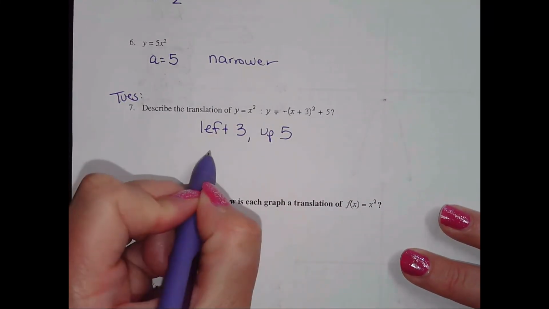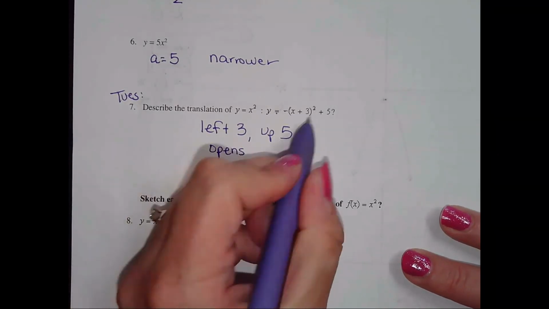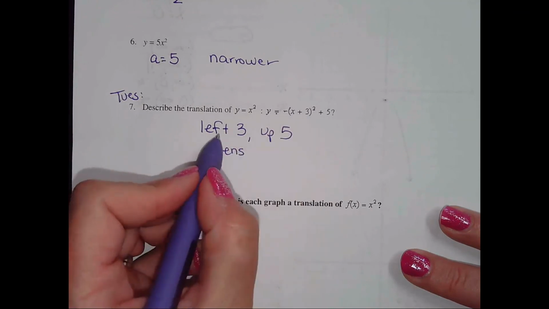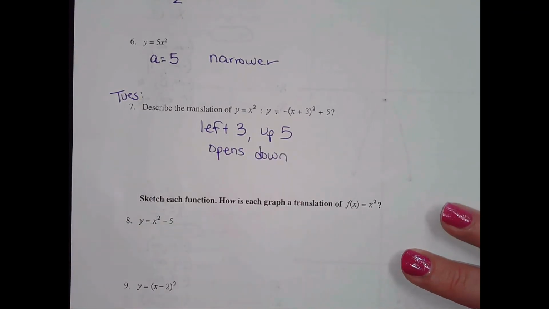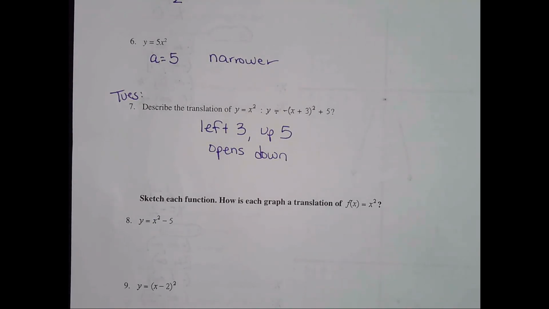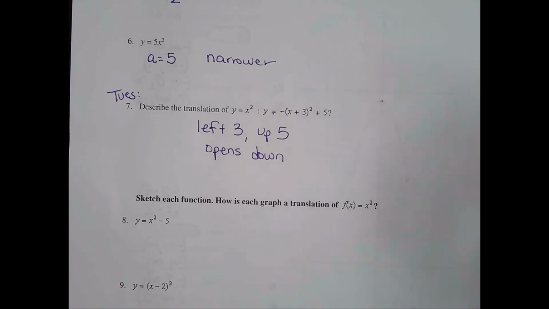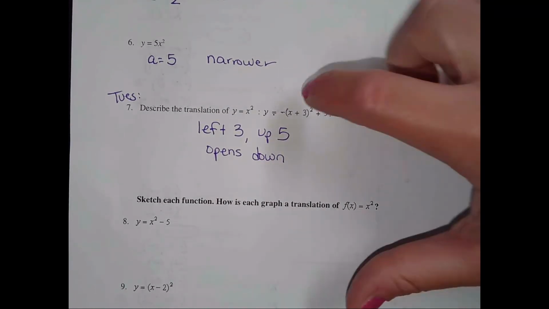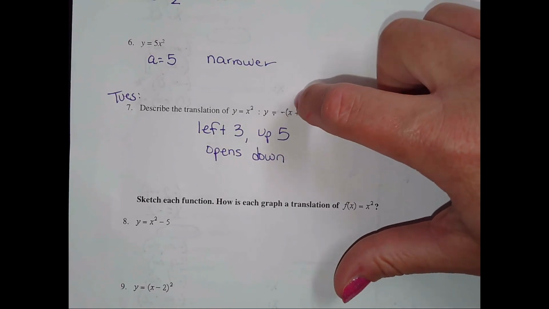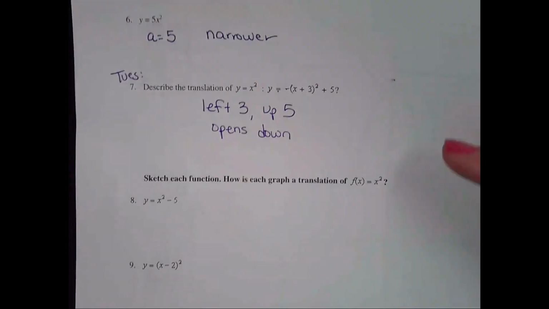So whatever's in, you move left? No, it depends on the sign. If this said x minus 3, that would be right. But if it's out of the parentheses, that's up and down. And this one would actually open down because there's a negative sign out in front. That's the other thing. Outside, addition goes up, subtraction goes down. Inside, addition goes left, subtraction goes right. Okay? 8 and 9, that's all.